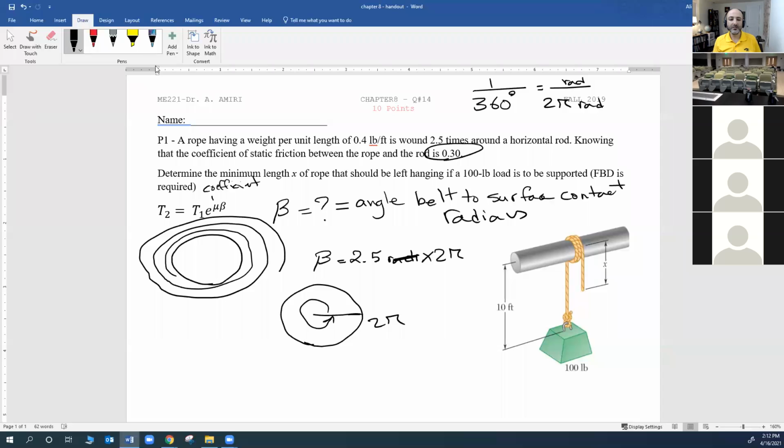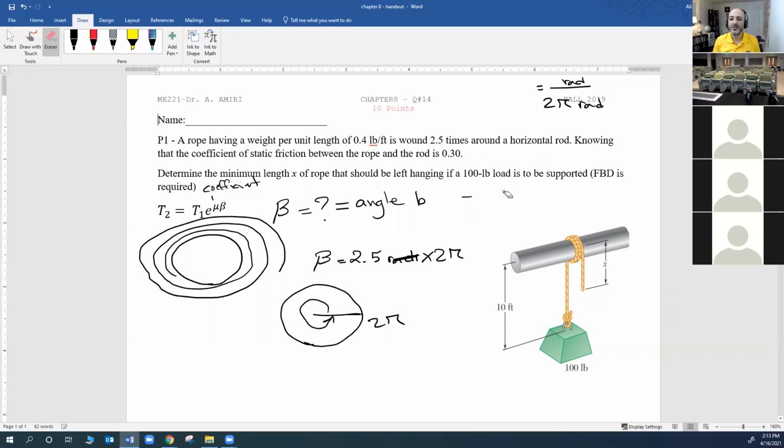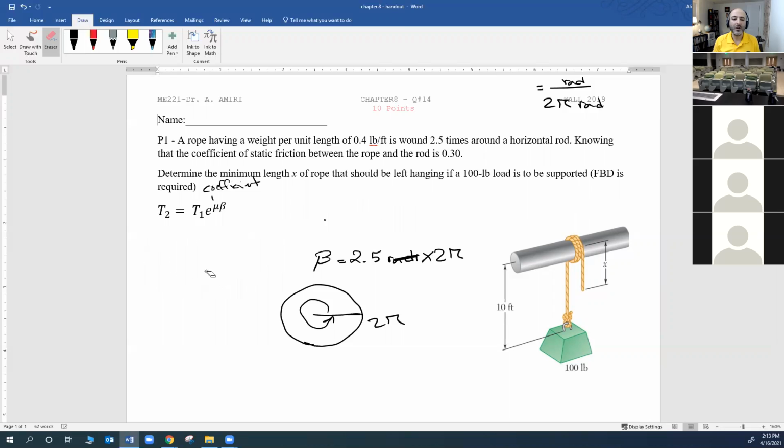Okay, we have everything else. We have mu. E is just a constant number. The only thing we've got to figure out is, let me see. There we go. So the only thing left is to figure out what is T2 and what is T1.